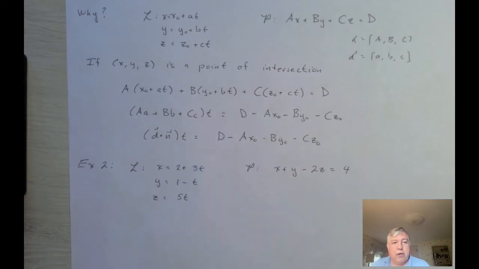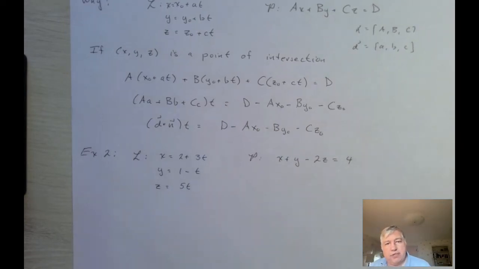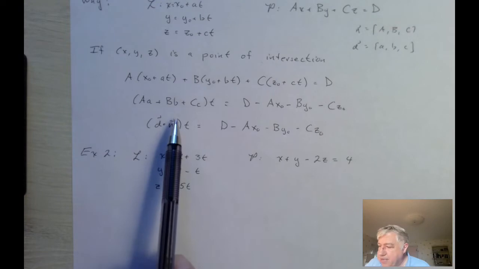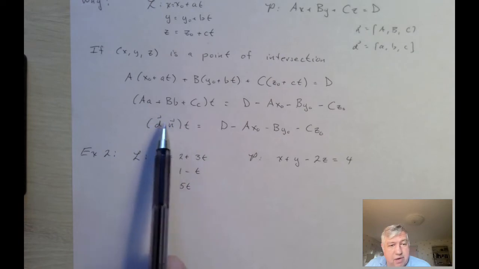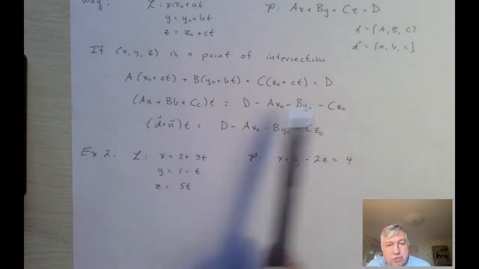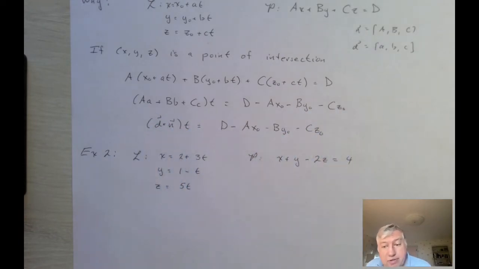So this boils down to the dot product times t is equal to this constant. And so what happens here? Now there are two cases. Either this is not zero, then we can divide by whatever this number is, and we get t equals some number, and that's the only value of t that works. So we get one point of intersection.